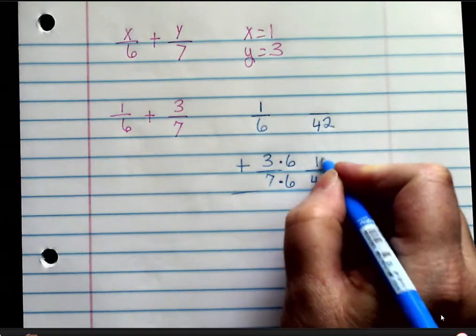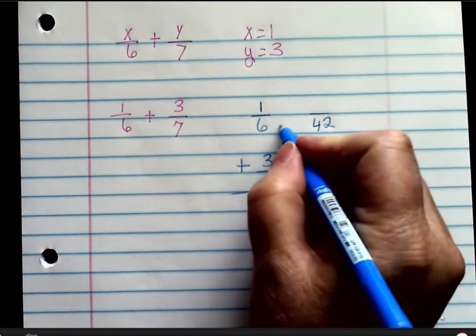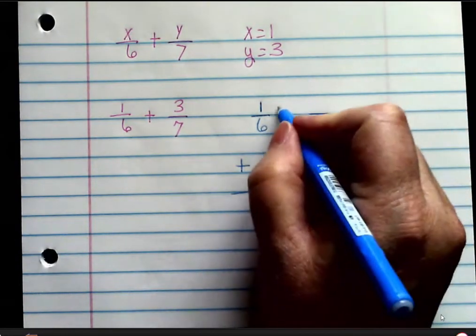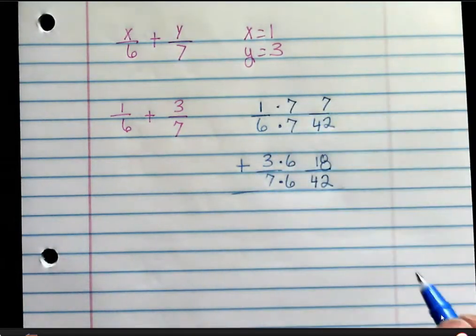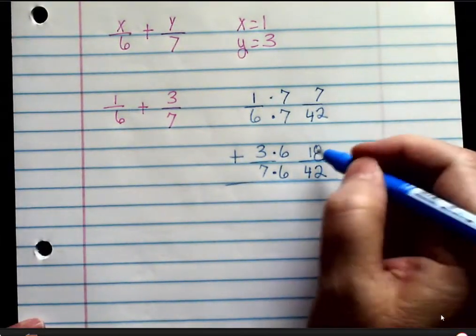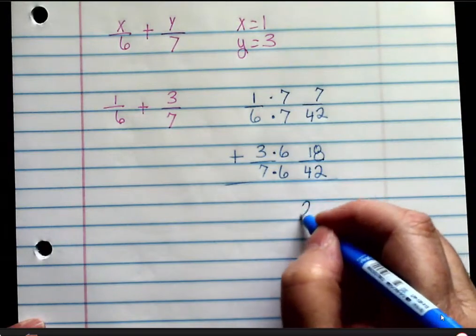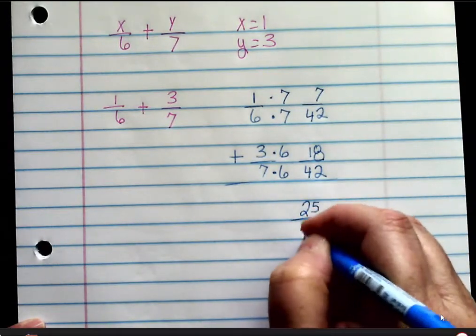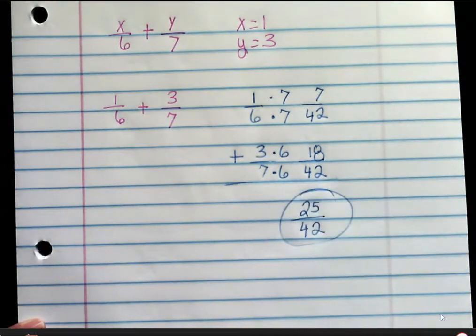So 3 times 6 is 18. 6 times 7 is 42. So 1 times 7 is 7. Then you add your numerators. 18 plus 7 is 25 over 42, and that's your answer.